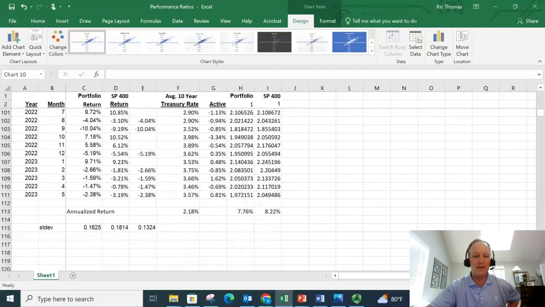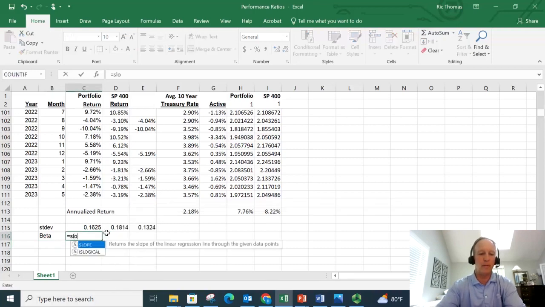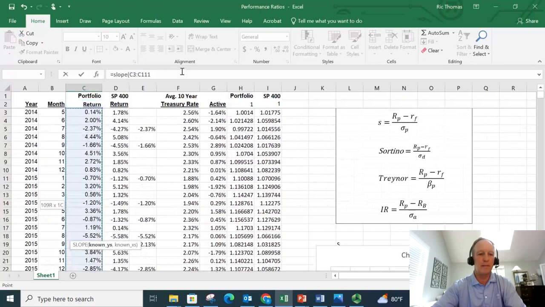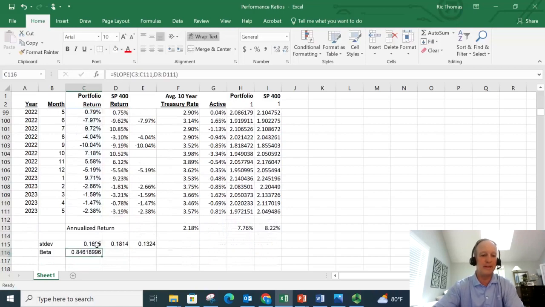Another way you can get that number, so I'm showing you a couple of ways. Let me show you a different way. If you don't want to go through the hassle of graphing it, you can just do this. You can hit equals slope. I can highlight all of this data here, the portfolio return, put a comma in here, and now I highlight the market return. So it's just calculating that same number. I'm going to close that off, hit enter, and boom, look at that. It gives me the same number, 0.8462. Okay, so I showed you a couple different ways, but that is the beta now.